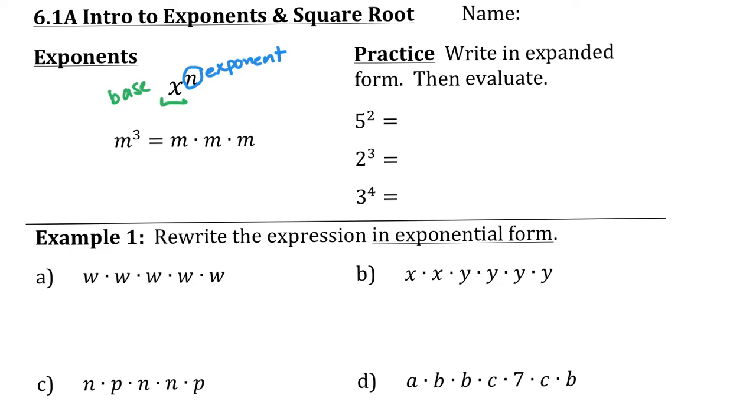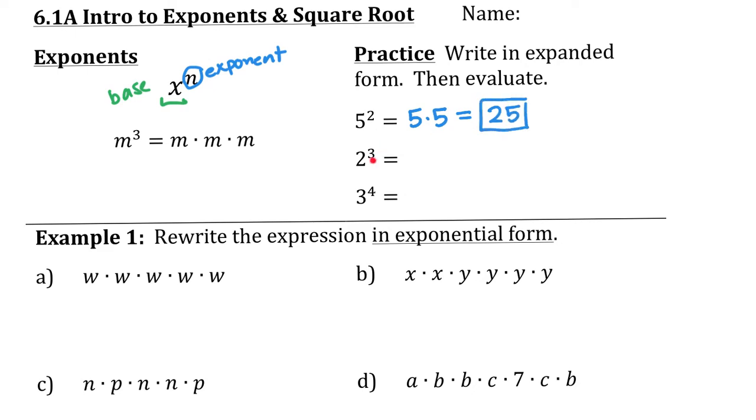So over here, we're going to write it in expanded form. Expanded form is this, where you write out how many times you're going to multiply the base, and then evaluate means find the answer. So since the base is 5, and the exponent's 2, I'm going to multiply the base by itself 2 times. So 5 times 5, and when I evaluate that, I get 25.